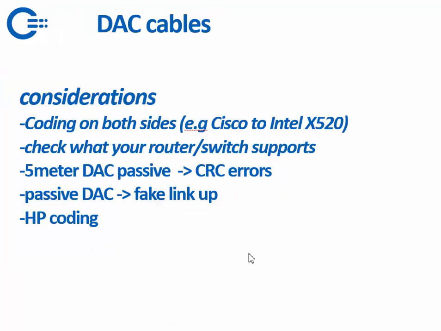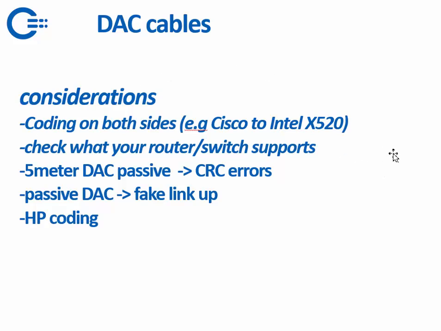There are some considerations when using DAC cables. It is a really cheap technique, and of course if you just want to make a 10 gig line, it's a great, cheap solution. But you have to have some considerations. First of all, you need coding on both sides. If it's just going from a Cisco to a Cisco, that's our standard coding, so it's no problem. But if you need to go from a Cisco to a Juniper, or from a Juniper to an Intel X520 card, you need coding on both sides. So take that into consideration.